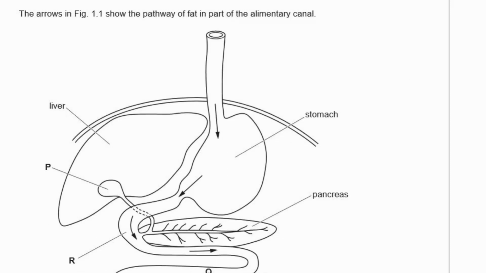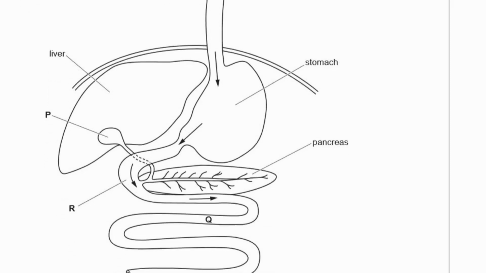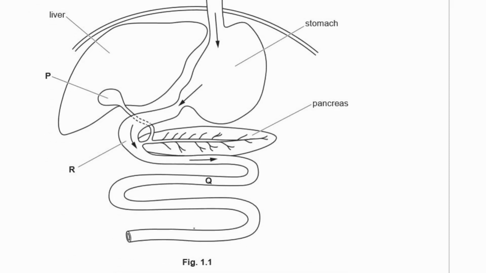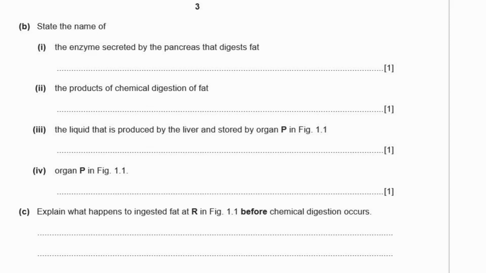All right. So the arrows in figure 1.1 show the pathway of fat in part of the alimentary canal. Okay, so it comes down through the esophagus, through the stomach, through the duodenum, down through the small intestine, and includes a few other organs on here, the pancreas, the liver, gallbladder, and then it goes throughout the rest of the body. Okay. B. State the name of 1. The enzyme secreted by the pancreas that digests fat.